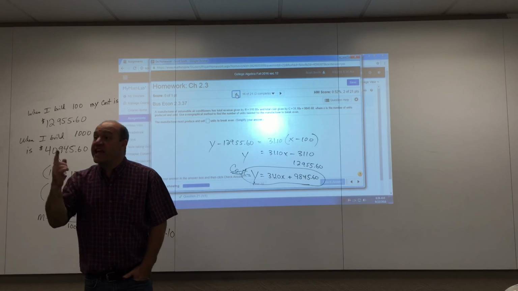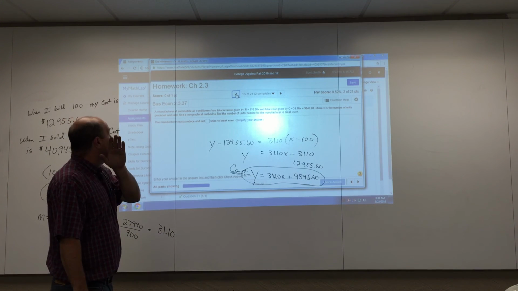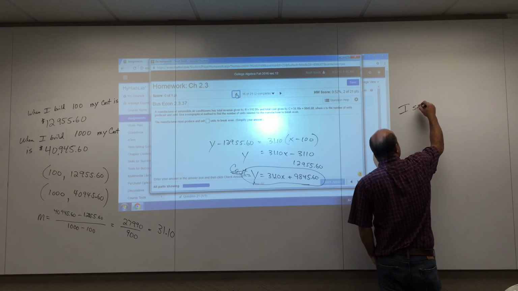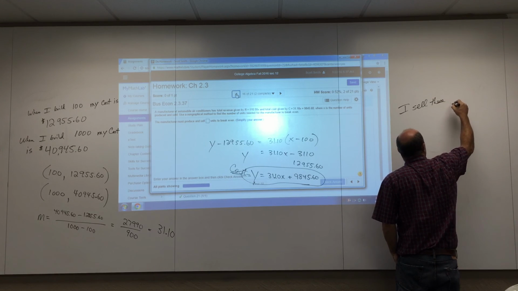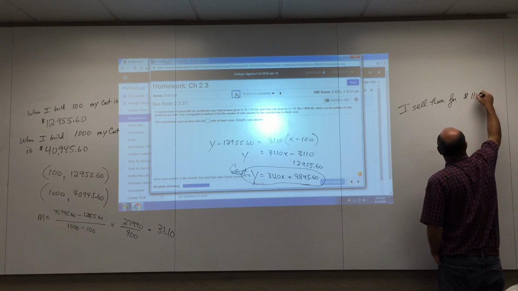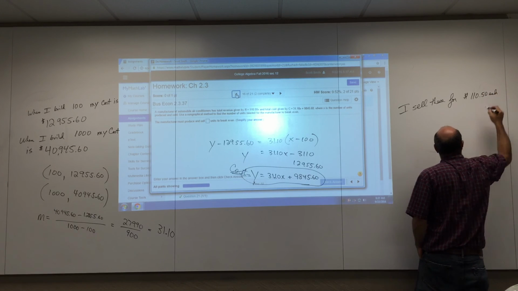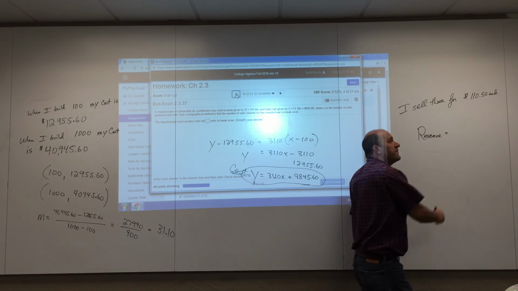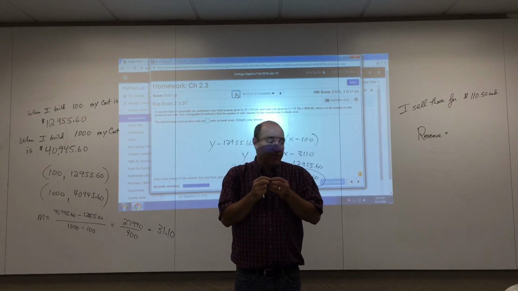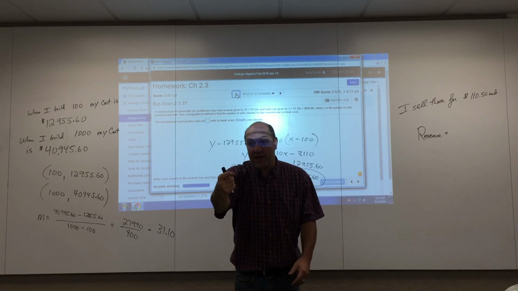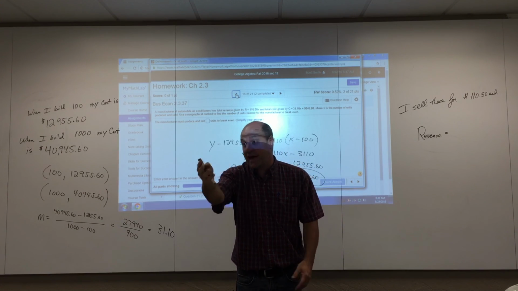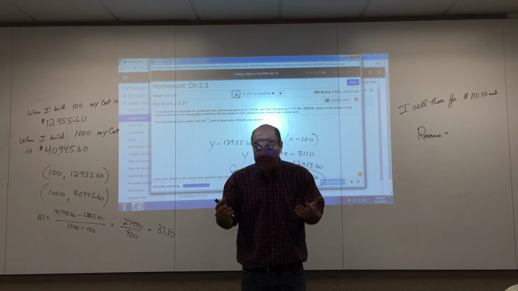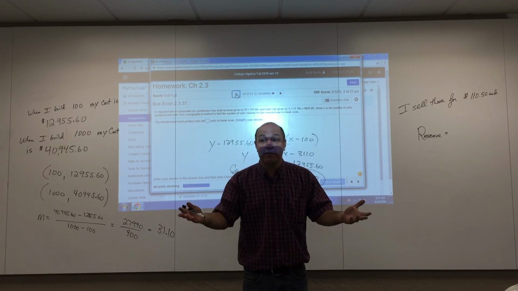What if I told you then I'm selling these air conditioners for a price of $110.50? I sell these things for $110.50 each. Then what's my revenue? The revenue is just when you sell one, you get $110.50. If you sell 2, you get 2 times $110.50. If you sell 100, you get 100 times. So the revenue is simply the price times how many you sell. So tell me the revenue.